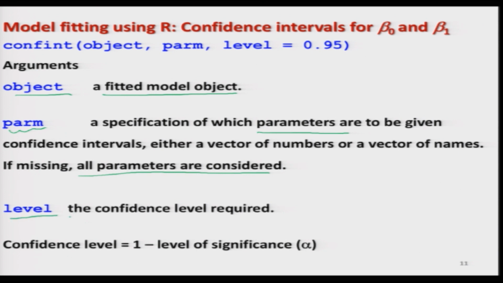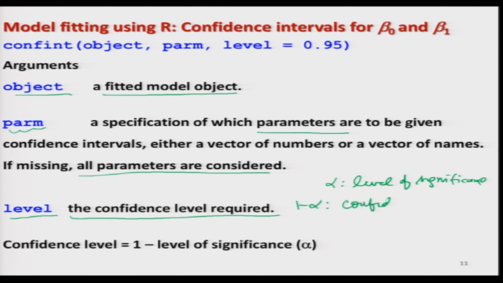This is indicating the confidence level. Remember one thing, if alpha is the level of significance, then 1 minus alpha is the confidence level. So, in this function the input has to be given in terms of confidence coefficient. So, that is the value of 1 minus alpha or 1 minus level of significance.